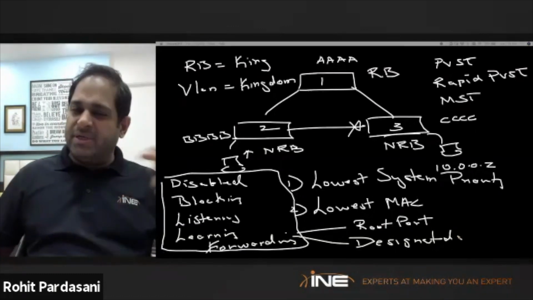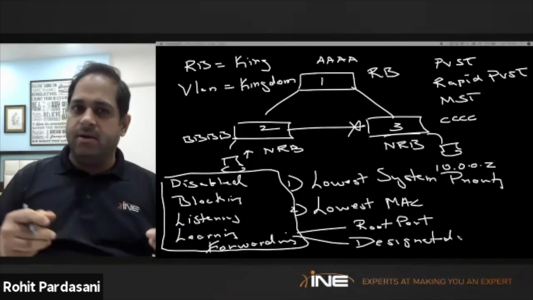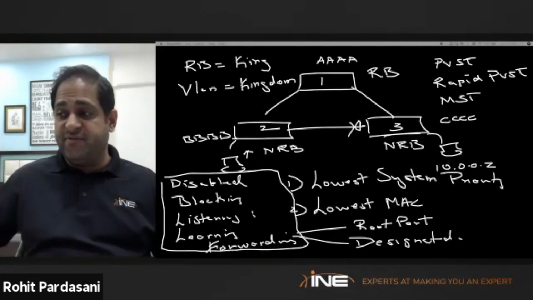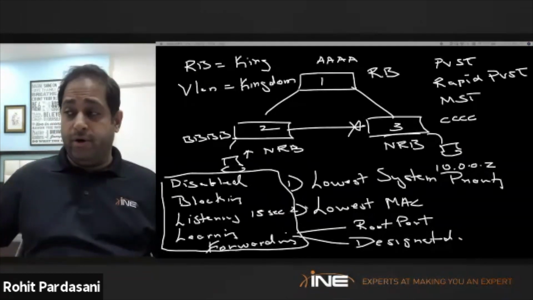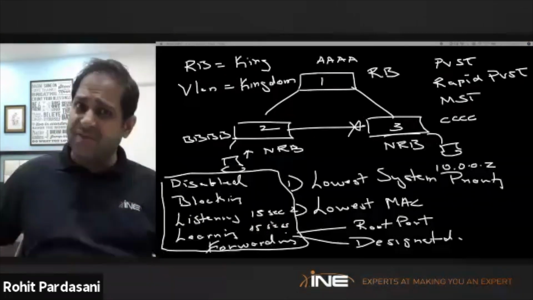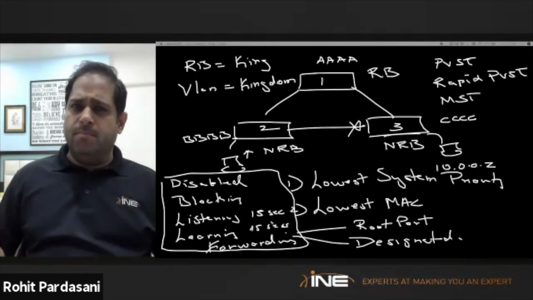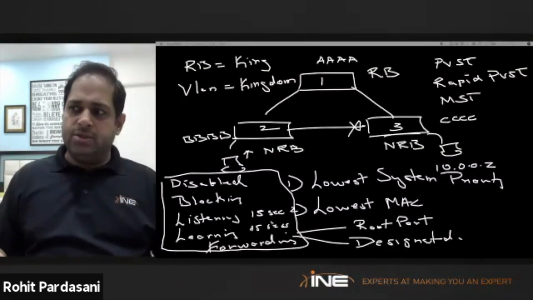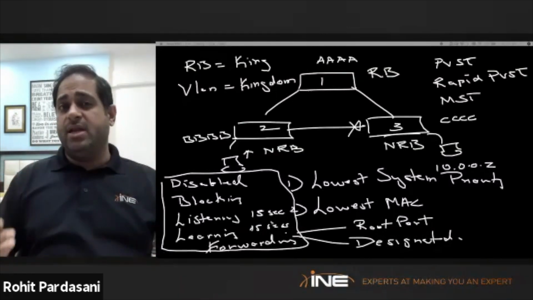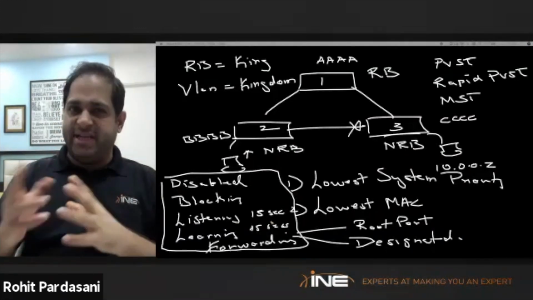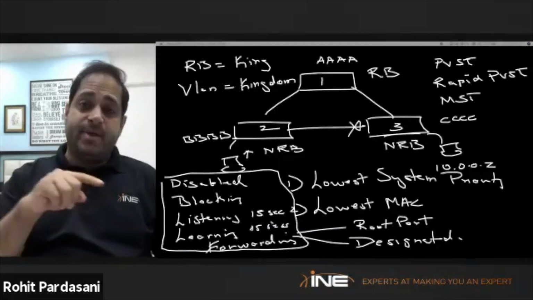How much time it spends on listening and learning really depends on your spanning tree timers. Default is 15 seconds for listening in PVST, and learning is also 15 seconds. That's default. Max age is by default 20 seconds in PVST. So the maximum time a port can take to get to forwarding state would probably be about 50 seconds. But that's because of the max age.